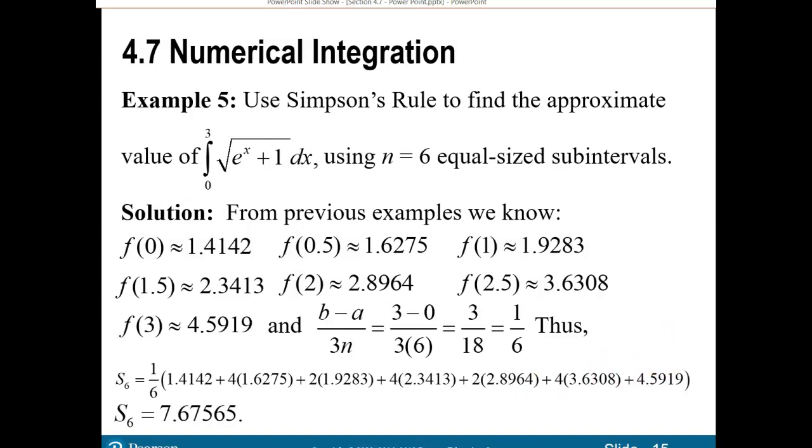All right, and then we add all that up, we get 7.67565. So if you compare the answers from L6, R6, M6, T6, and S6, they're all roughly the same, right? Not exactly, some are better than others, but they're all in the general vicinity of being a similar value. So they all represent different approximations of that definite integral.